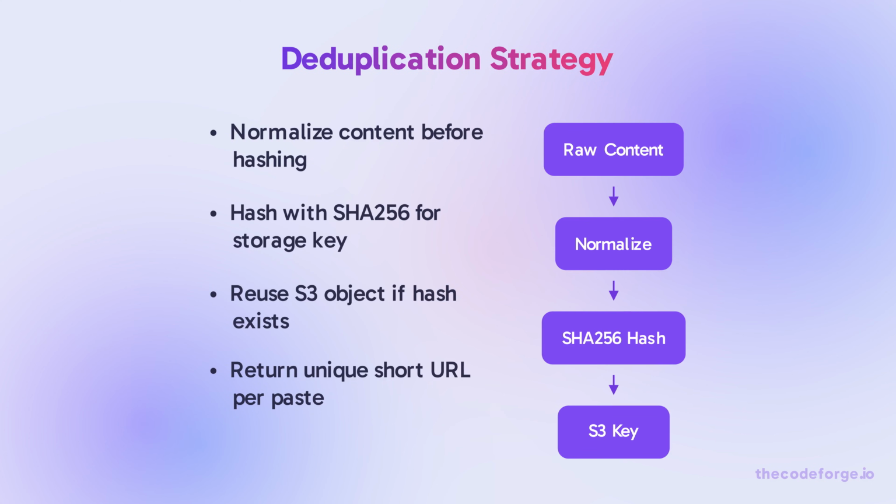Deduplication saves storage. Normalize the content by trimming whitespace and unifying line endings, then hash with SHA-256. Use the hash as the Simple Storage Service key. If the object already exists, reuse it. But always return a unique short URL per paste to preserve per-paste identity.